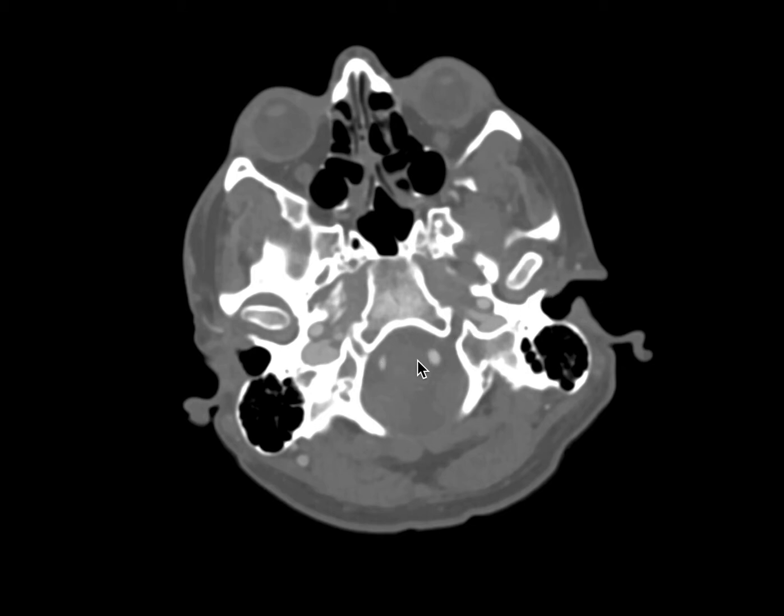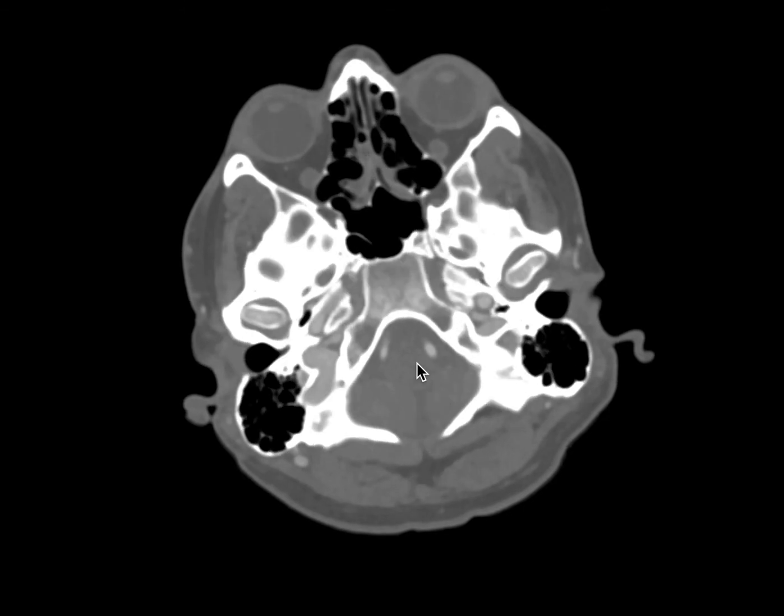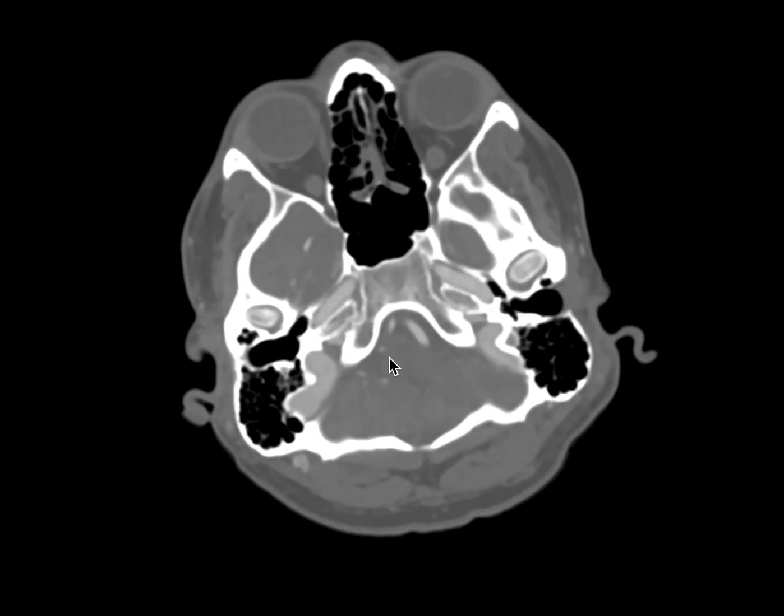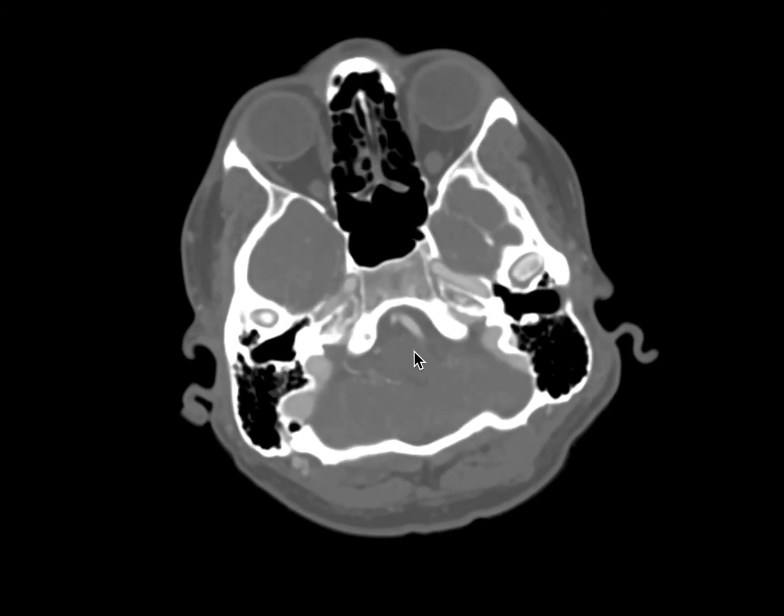Here we have the right and left V4 intradural segments of the vertebral arteries. As I scroll superiorly, we'll see them start to come together, but before they do, we'll see a right posterior inferior cerebellar artery come off at this point, right here. No posterior inferior cerebellar artery was evident on the left in this particular patient.